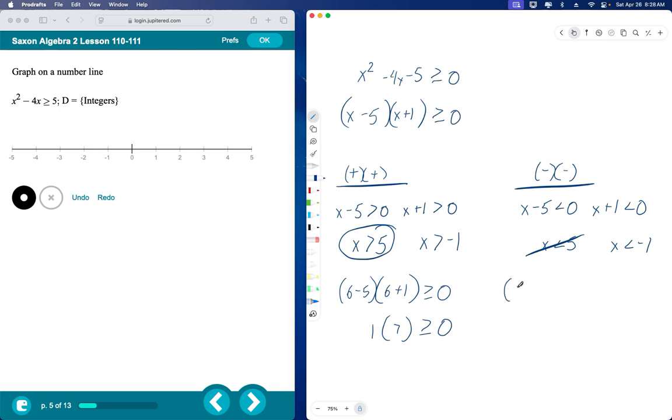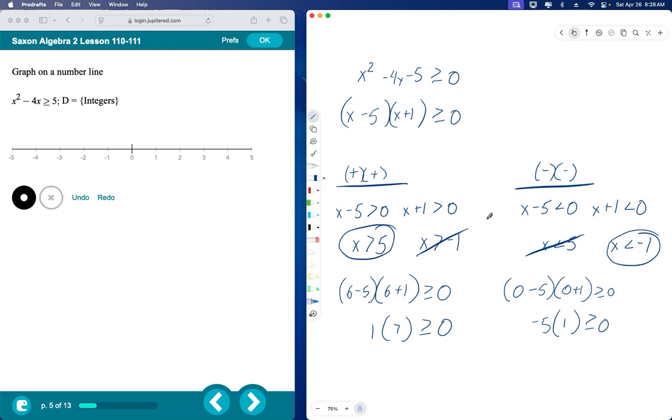Greater than negative 1. 0 is greater than negative 1. So 0 minus 5, 0 plus 1. Negative 5 times positive 1. Is that greater than 0? No, it is not. It's not this one.